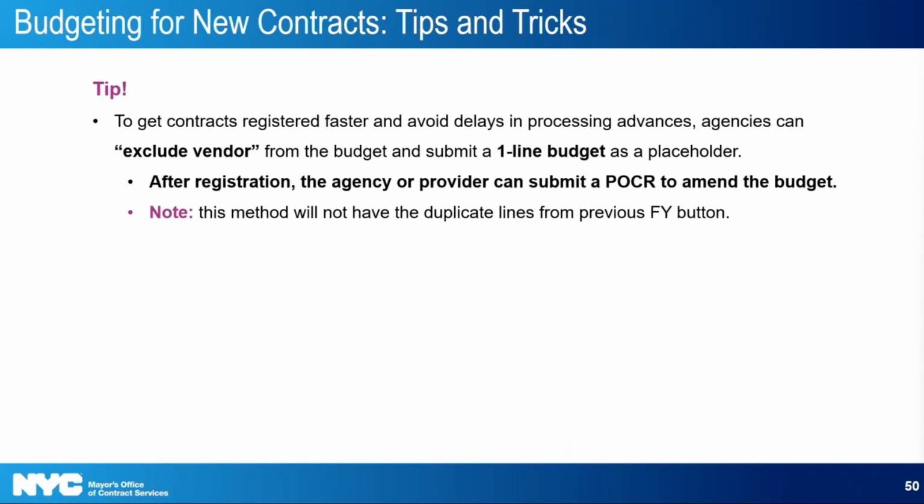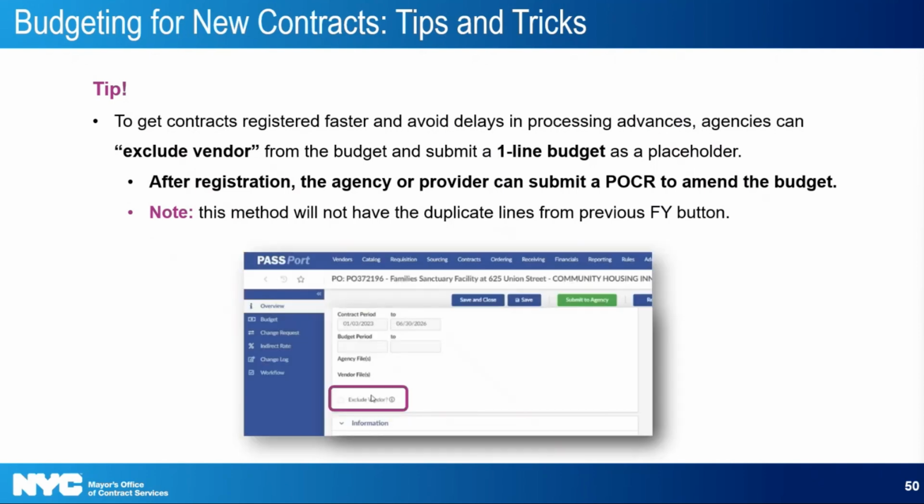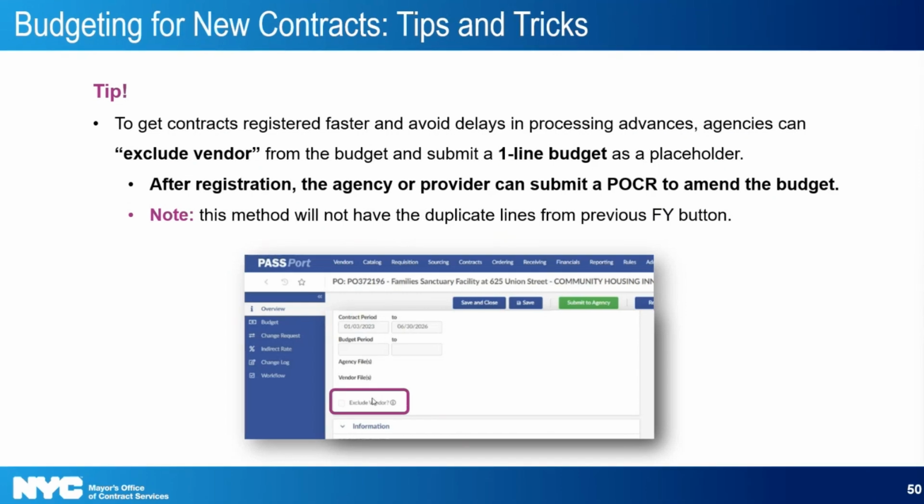A pro tip to speed up registration and avoid delays in processing advances is to click Exclude Vendor from the budget and submit a one-line budget in its place. The Exclude Vendor button can be found under the Vendor Files section in any POCR and New POs. After the contract is registered, you or the provider can then submit a POCR to amend the budget. Please note this method will not have the duplicate lines from previous fiscal year button.